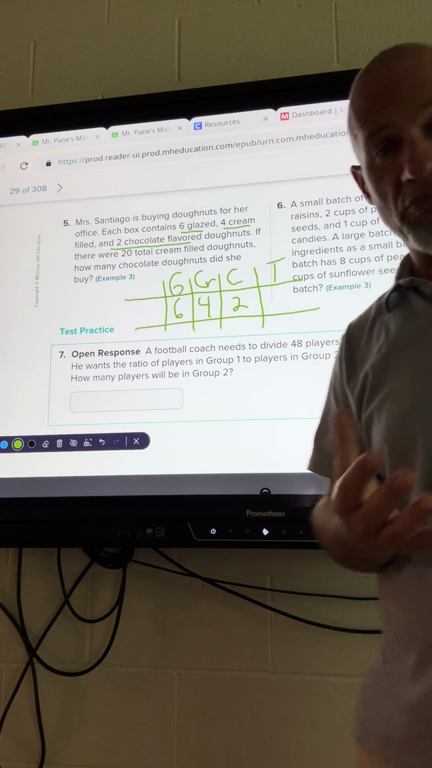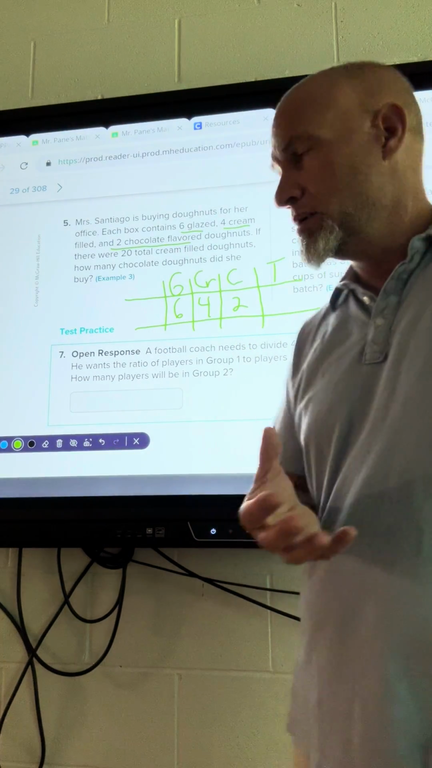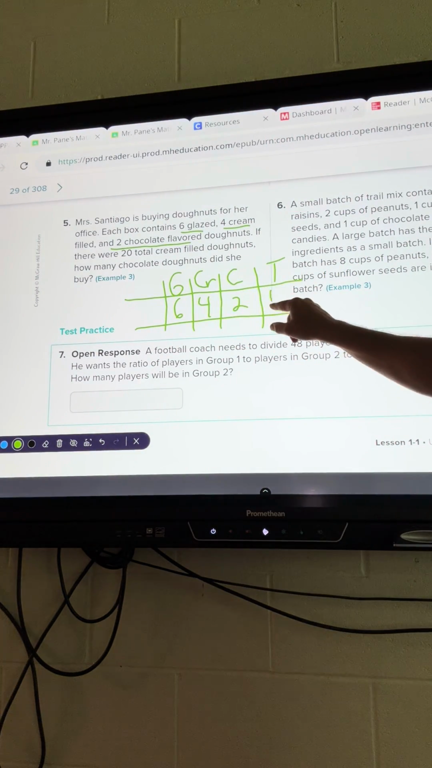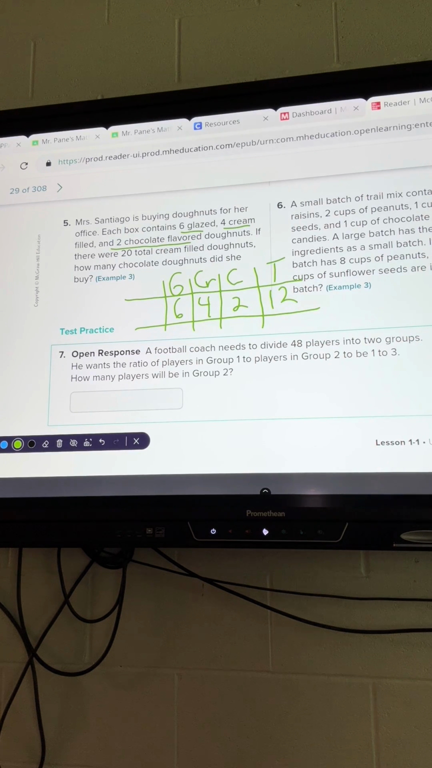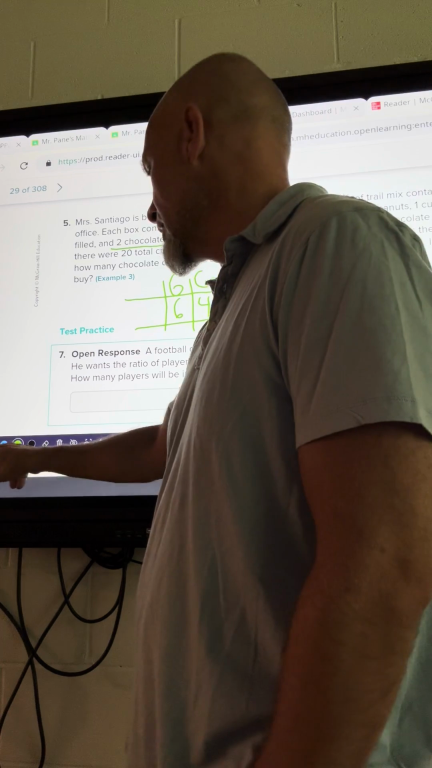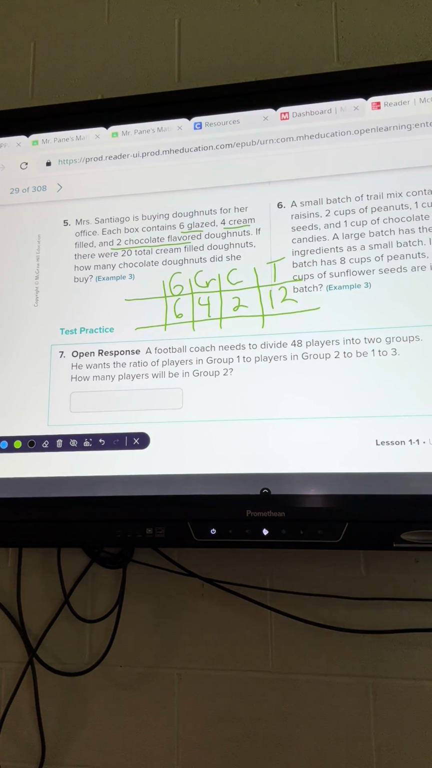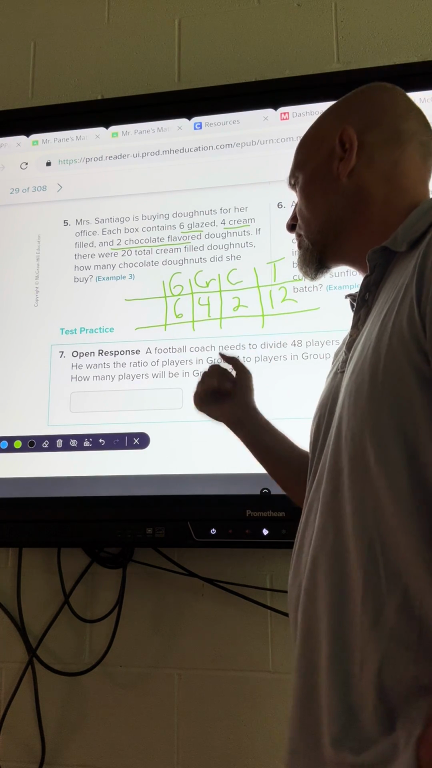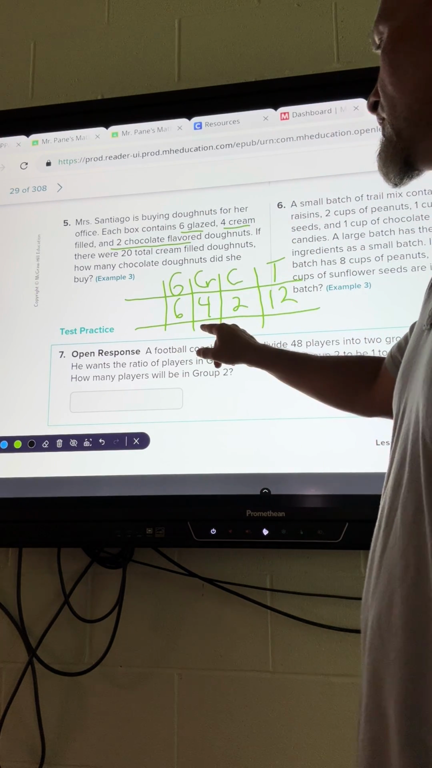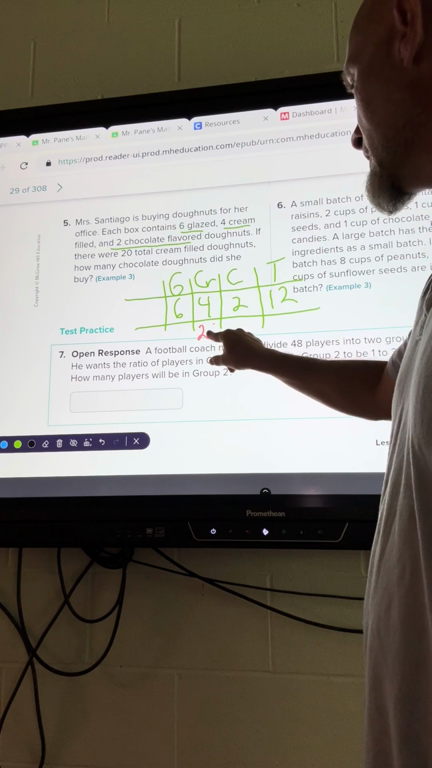You want to find out the total of that group. So you would add them together. That's a total of 12 donuts. Okay? So now, if she were to have 20 cream-filled donuts, how many chocolate donuts would she buy? And we want to keep the ratio the same, 6 to 4 to 2. So underneath the cream-filled column, we have to have a 20 there.